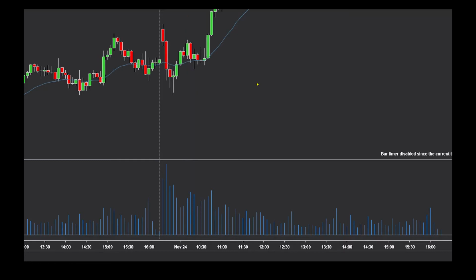seeing increasing volume on increasing prices tells us that there are sellers coming in. That might be buyers taking profit. It might be new sellers coming in. I don't know why they're coming in, but I know that they're coming in.